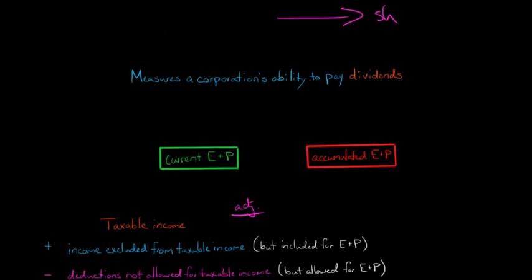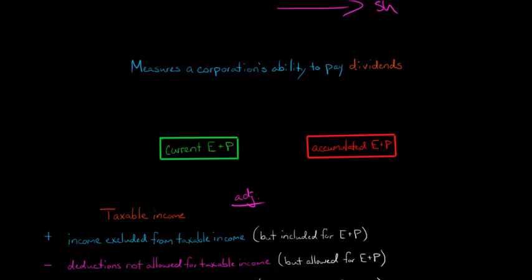Then you might have a deduction that's not allowed for taxable income purposes, such as federal income taxes. When you're calculating taxable income, you can't deduct federal income taxes. But this deduction is allowed for E&P. There are a number of these; I'm just giving you an example. Because that deduction was not allowed for taxable income, but is allowed for E&P, we need to subtract it.